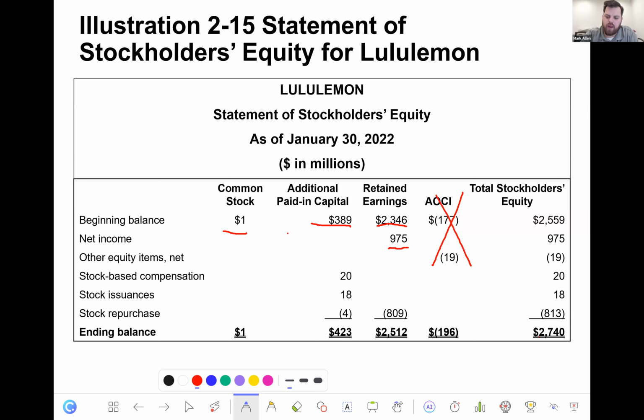So we can come down, add all this up, and we get to the total amount for stockholders' equity at the end of the year. Notice this is different from here because this is the beginning balance. So they began the year with stockholders' equity of $2,559 million, and they're ending the year with $2,740 million. And so they had a pretty good year. Their stockholders' equity went up. So that's a good thing. All right, let's clear off all these annotations, and we'll go ahead and move on to the next slide.